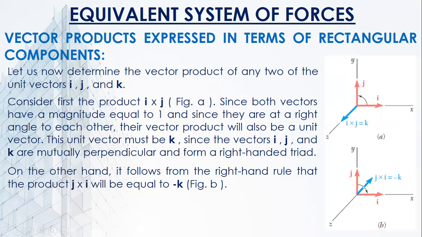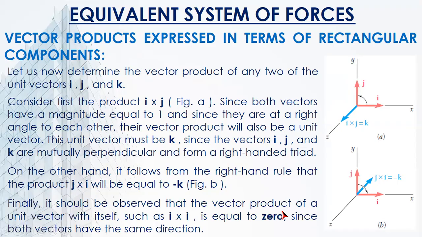So, if you find this one difficult, na alternate na way yan niya. And finally, it should be observed that the vector product of a unit vector with itself, such as I cross I, is equal to 0 since both vectors have the same direction. So, dili ka pwede mo gamit sa right-hand rule ani kay same man siya unit vector. So, walay ma-curl, dili ka pwede mag-curl kay ang 4 fingers ug ang thumb same man sila og direction kay I cross I. No?